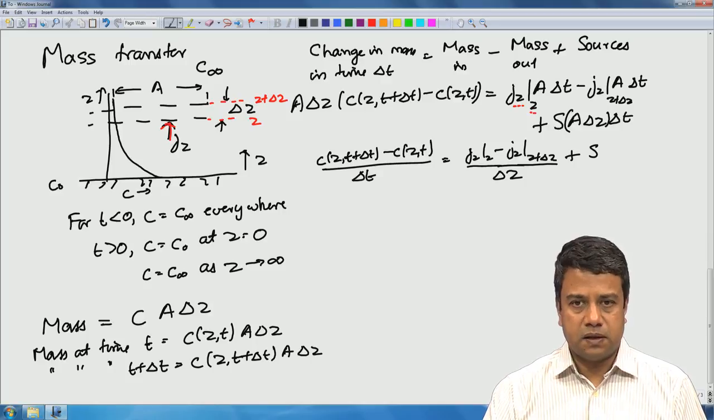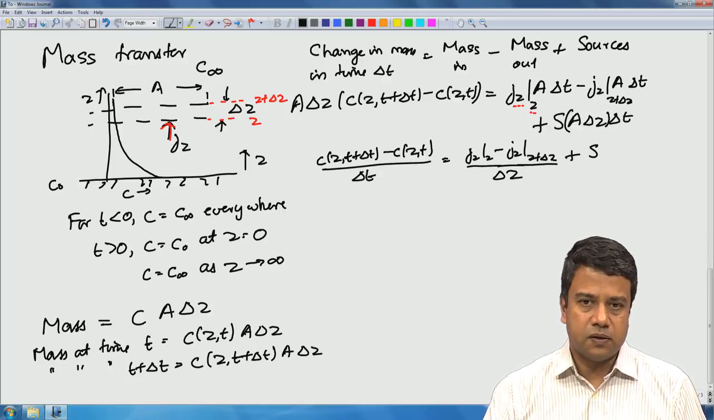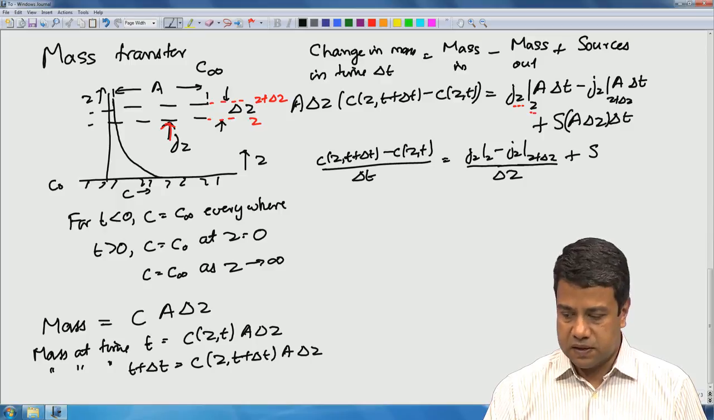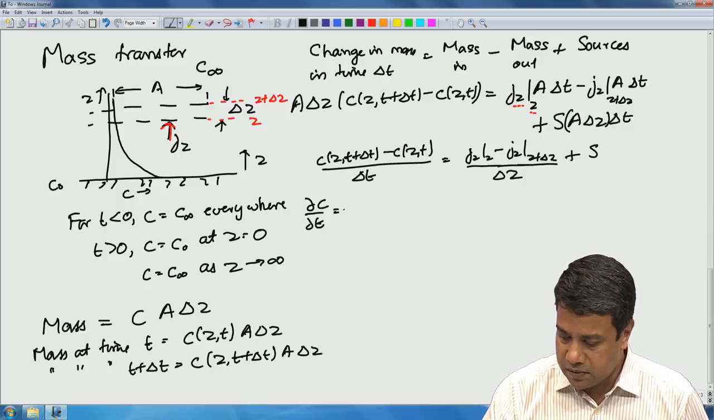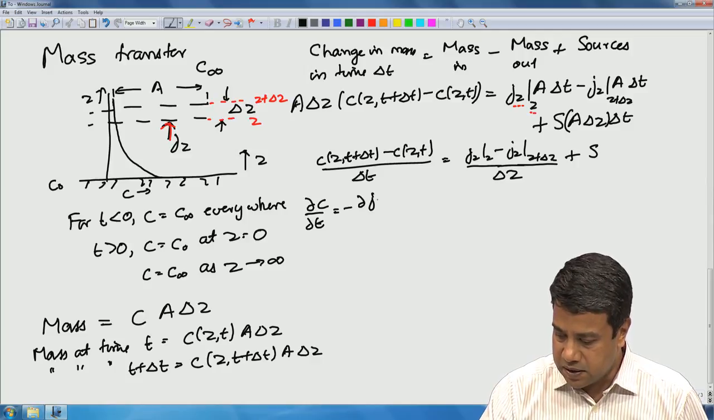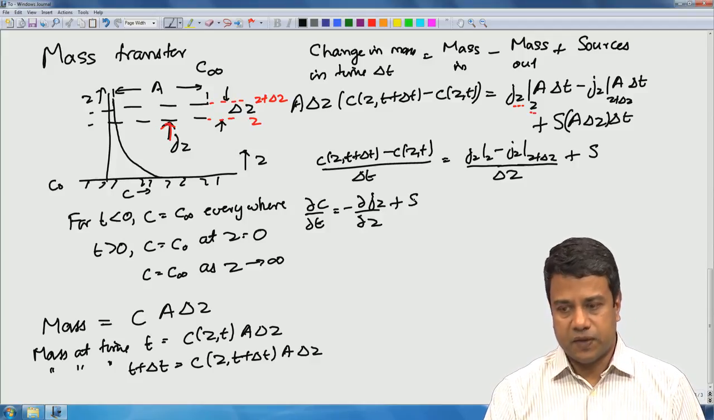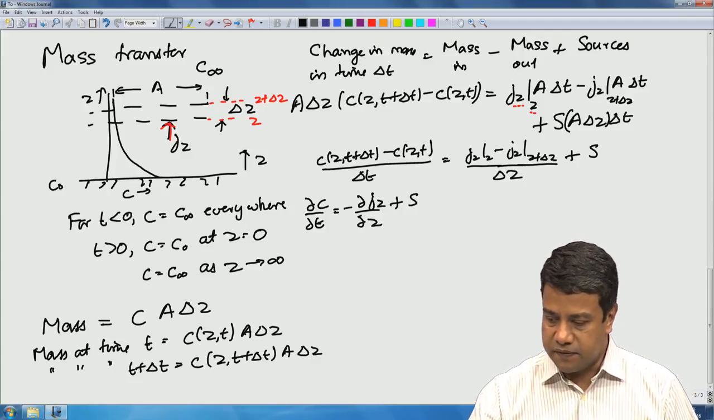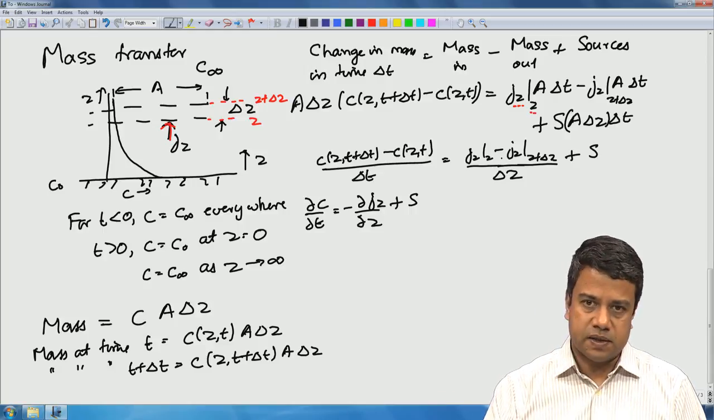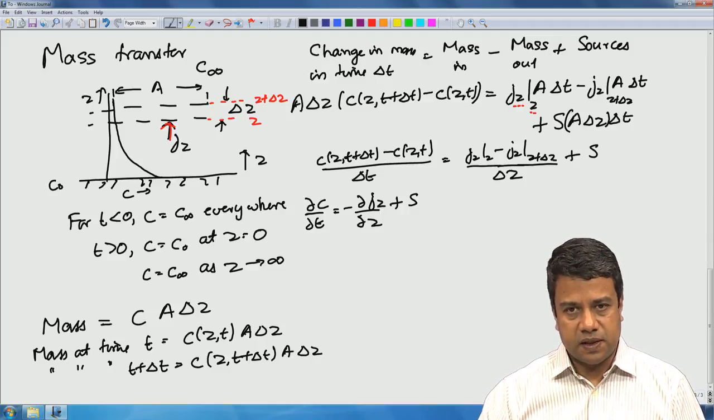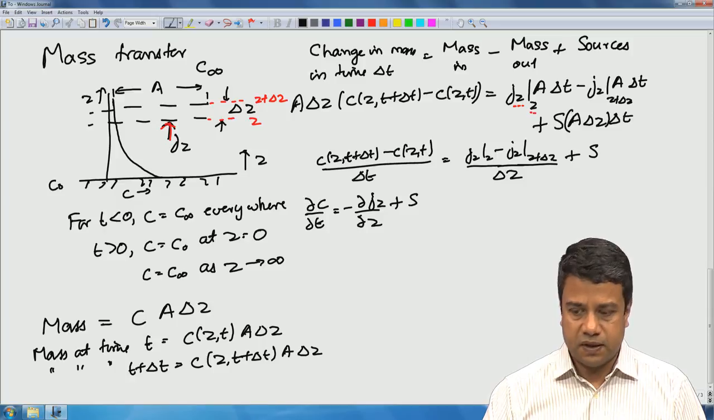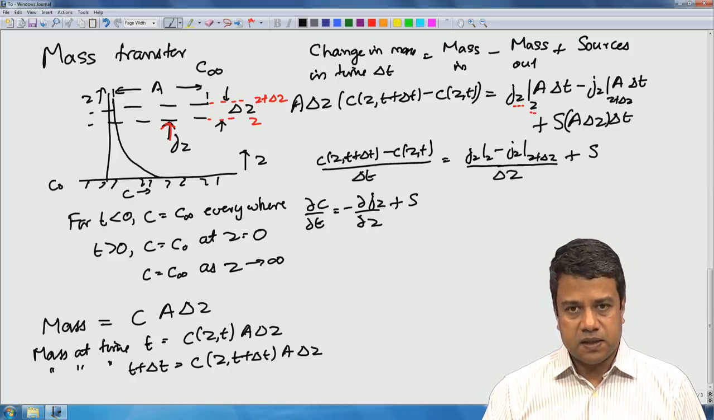Take the limit delta z going to 0, delta t going to 0 to get a differential equation. That equation is of the form partial c by partial t is equal to minus partial j z by partial z plus s. The negative sign is because I have j z at z minus j z at z plus delta z. Normally, the derivative is defined as j z at z plus delta z minus j z at z divided by delta z. So, that is why the negative sign. So, this is the balance equation.